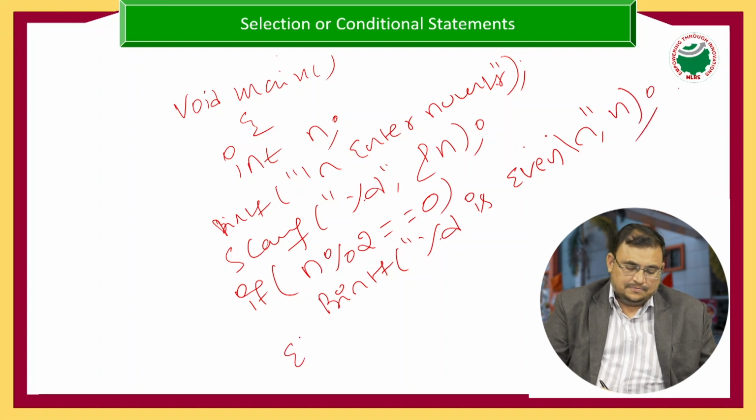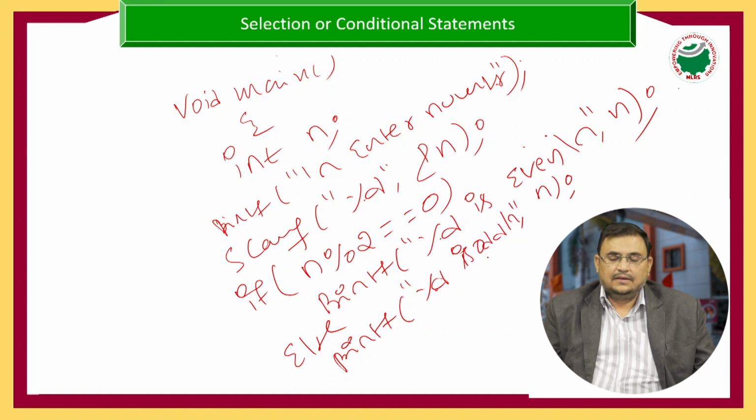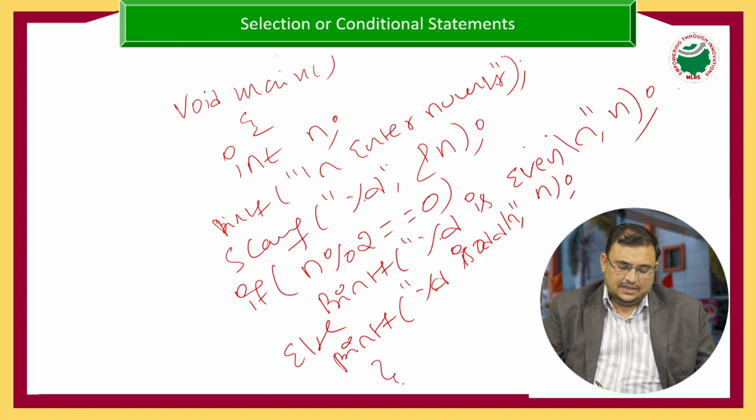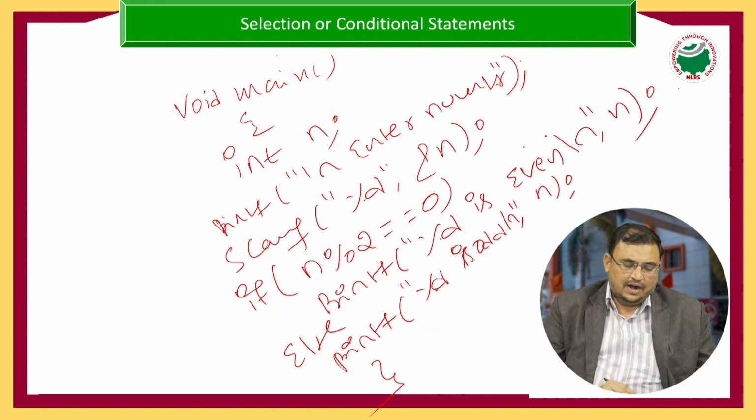Next, else printf("%d is odd\n", n). Here I am not writing any statement x. The statement x is optional. If you want, you can write it, otherwise skip. So now what happens here?